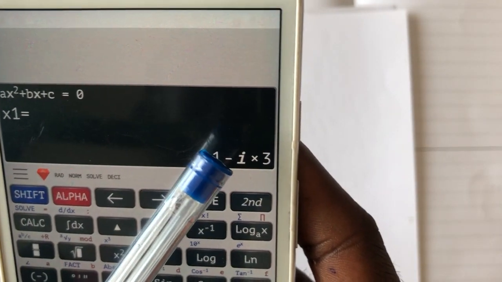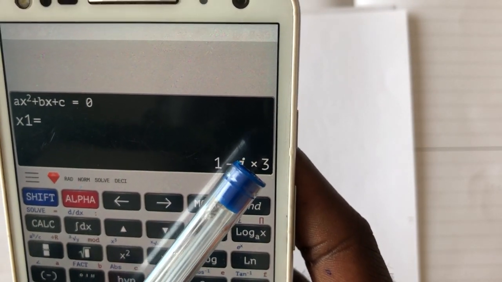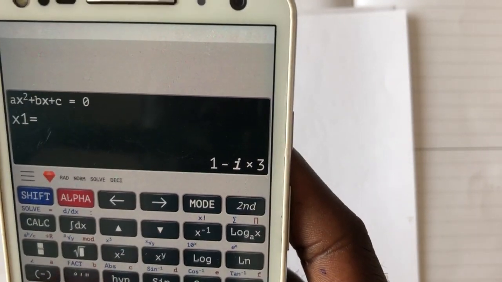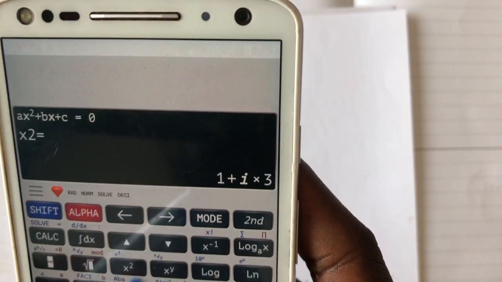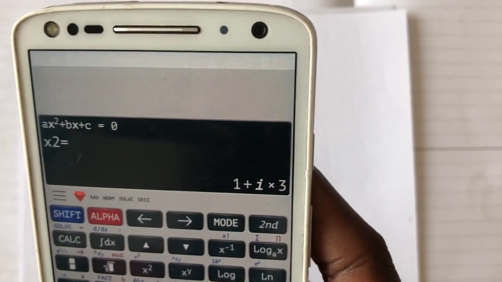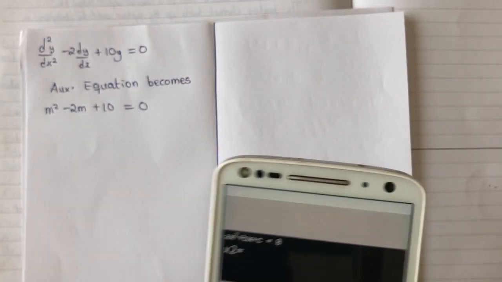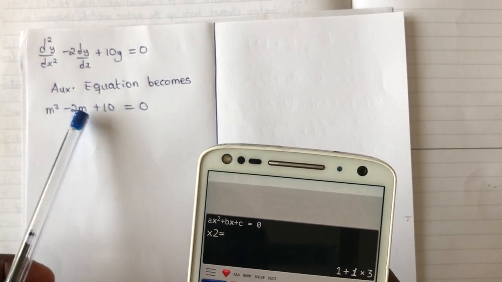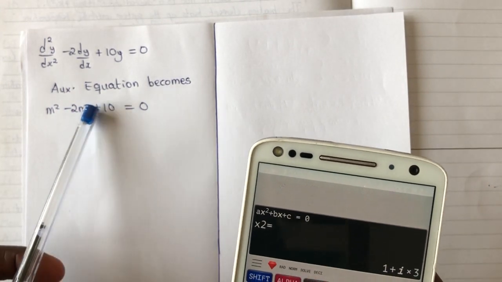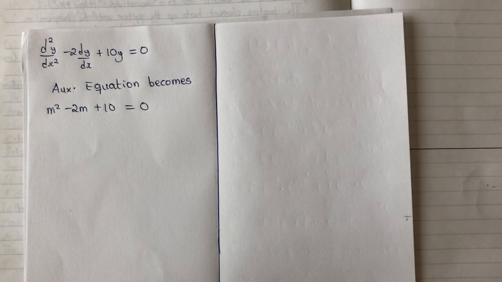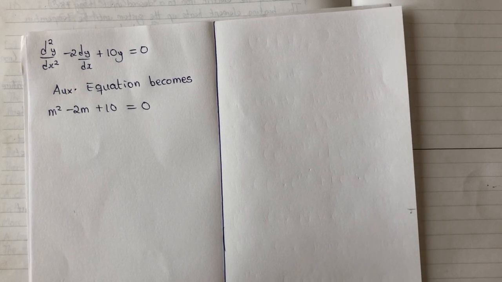The first one is 1 minus 3i. This means it's complex. The next one is 1 plus 3i. This is also complex. So it's telling us that this is not an ordinary function. It's a complex function. That means the roots are complex. So we use the quadratic equation to solve it, because you need to show work if you are producing this in exams. So to solve this, you just use the quadratic equation to do it.